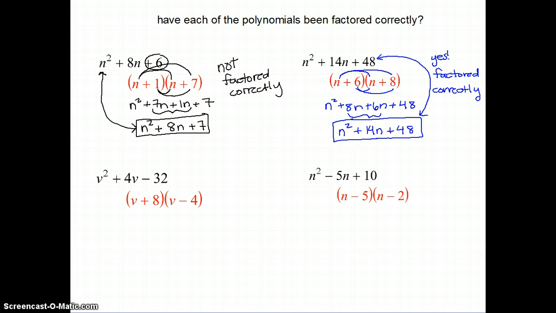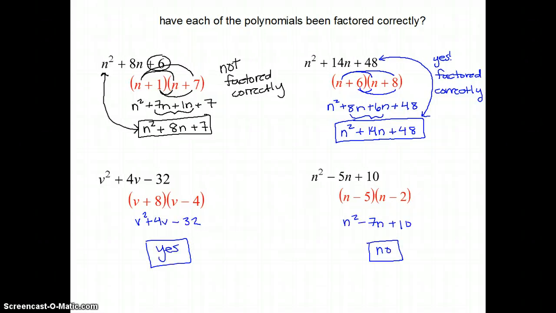Okay, go ahead and take a moment to pause the video and check the next two on your own. When I FOILed the first on the left, I did get a trinomial that matched my original, so my conclusion was that yes, this is the correct factored form of my original polynomial.